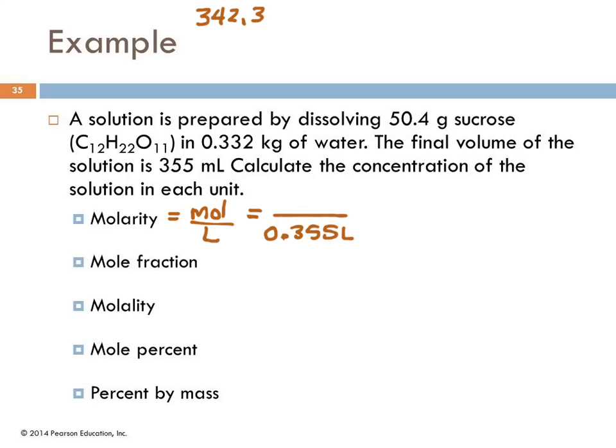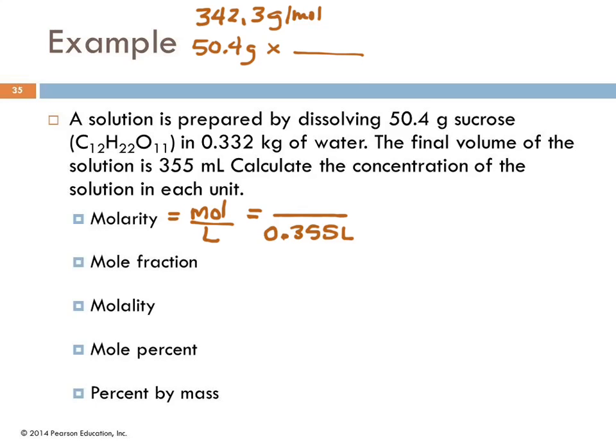342.3. Is that better? Anybody else do it? Yeah. Okay. So grams per mole. So there's the molar mass of sucrose. So we've got 50.4 grams. Hopefully this part is old hat by now.